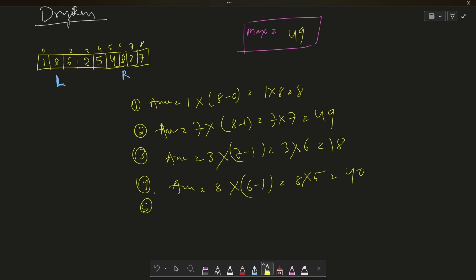Now fifth time. We can move any of these because both are same. So let's move this right one only. The area will become, which is the minimum? 4. The width, 4 minus 1, 3. 4 into 3 equal to 12.